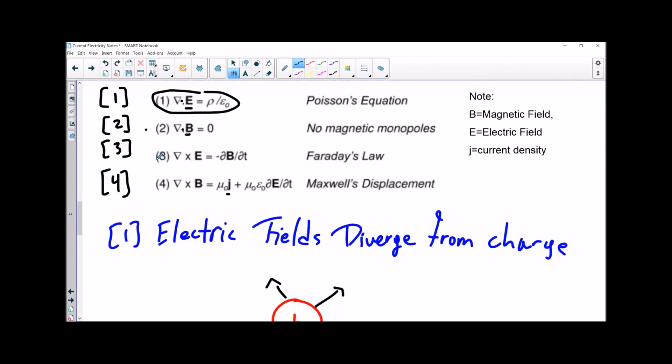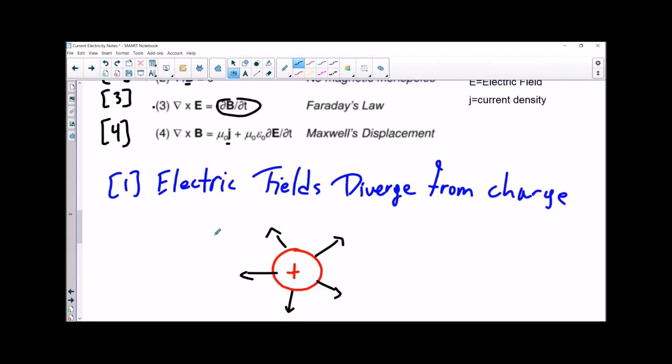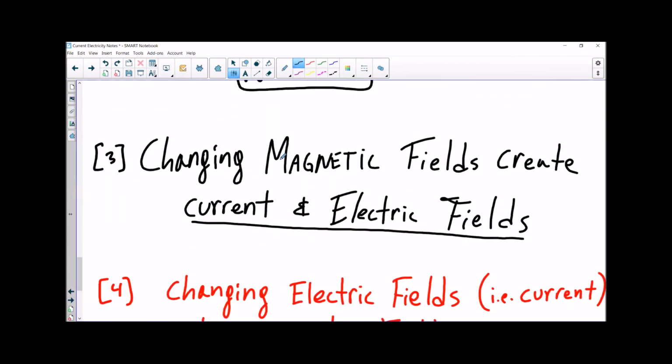The third of Maxwell's equations is called Faraday's Law. Notice we have an E and a B in there, and there's a little T term for time. So what this equation states is that a changing magnetic field creates an electric field. So changing magnetic fields create current and thereby create electric fields. That's the statement of how, if I have a magnet moving through a wire, I can create electric current.